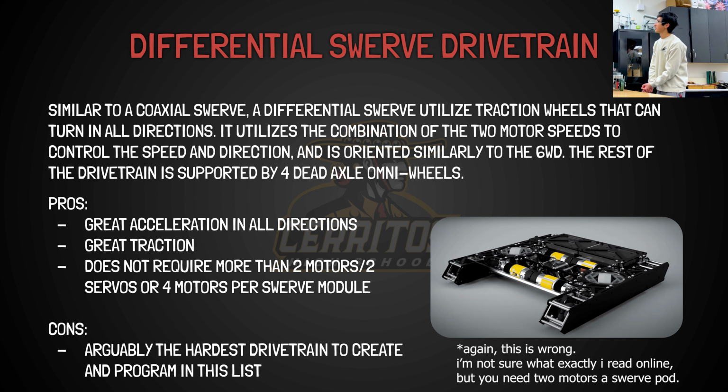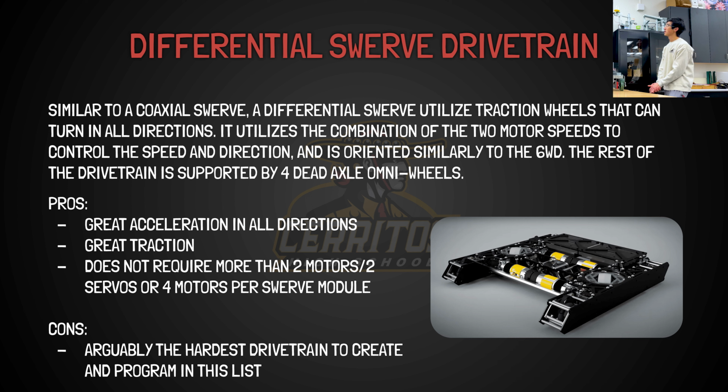So a differential swerve utilizes traction wheels that can turn in all directions. However, only 2 wheels are used, and the entire drivetrain is powered by only 2 motors, similar to a 2-wheel drive and a 6-wheel drive. The rest of the drivetrain is supported by 4 dead axle omni wheels. It's important to have those omni wheels in there so that all 4 corners of the robot have support, while the 2 wheels are over here. Because you can't just have 2 wheels in the middle, otherwise it can tilt. So you need something to support it. That's why there are 4 omni wheels, one in each corner.